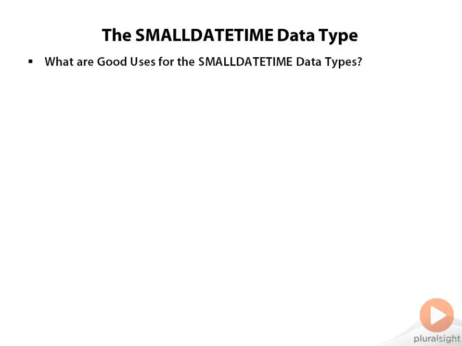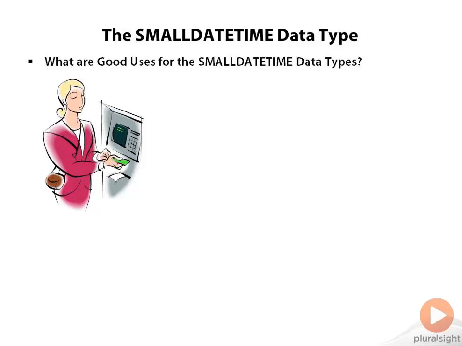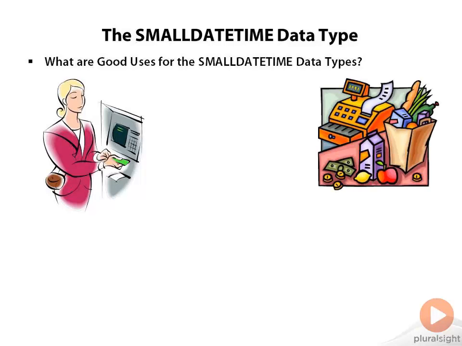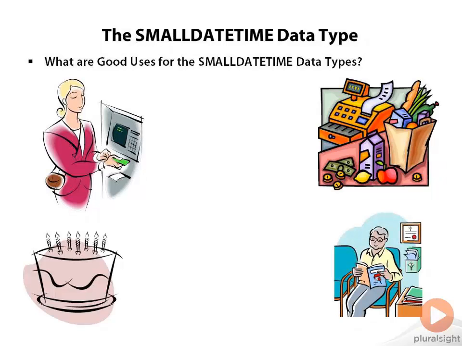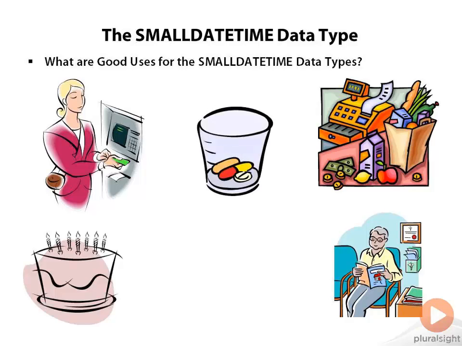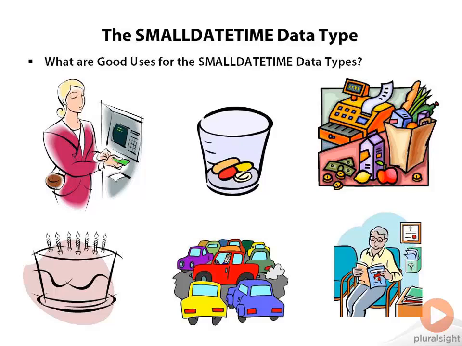So what are good uses for the small datetime data type? One good use is to record the date and time of an ATM transaction. Another good use is to record the date and time of a grocery store purchase. You can record a date and time of a child's birth. Another good use is to record the date and time of a doctor or dentist appointment. Another use is to record the date and time a patient received medication such as chemotherapy. Finally, you can record the date and time when a traffic jam occurred at an intersection.